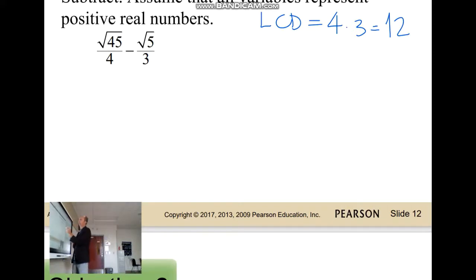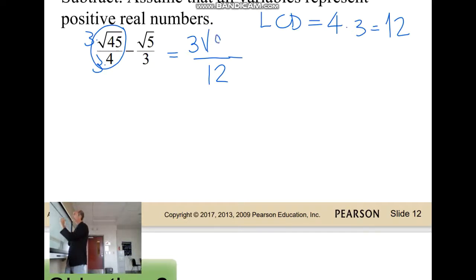And we also will factor out 45, because we might be able to find like radicals to simplify. Let's write this first fraction here using the lowest common denominator 12. If it's 12, we're going to multiply by 3 on the bottom and 3 on the top. So it's 3 times square root of 45, right? But 45 is 9 times 5. Let's write this as 9 times 5.